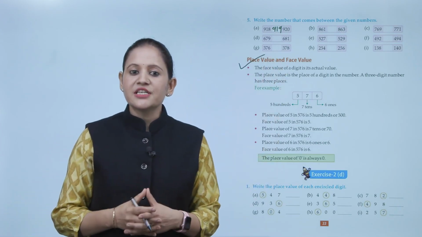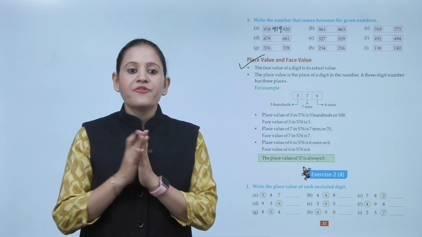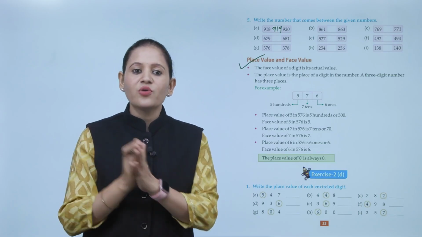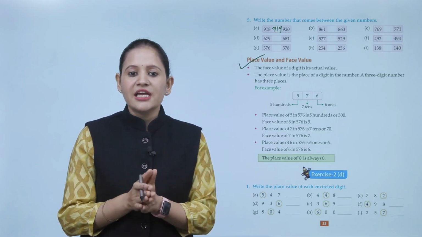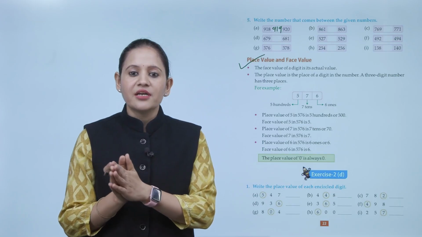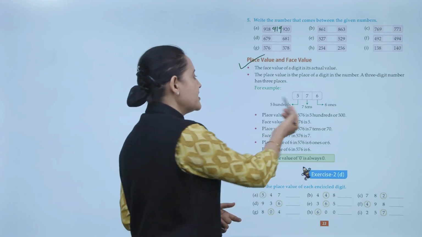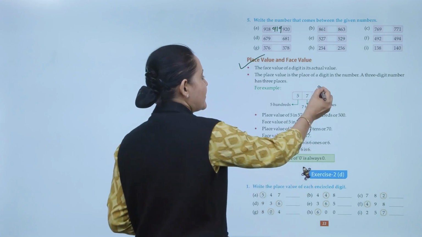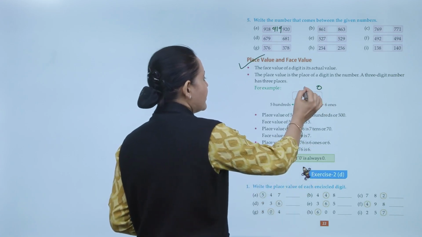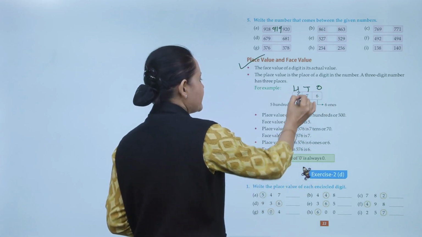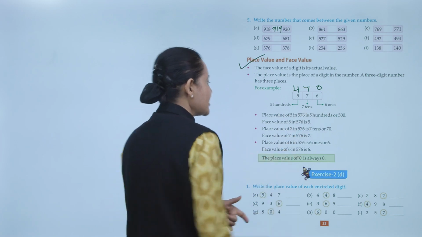The face value of a digit is the actual value. Face value क्या होती है? Actual जो value है. The place value is the place of digit in the number. The 3-digit number has 3 places. For example, 576. So ones की place पे 6 हो जाएगा, tens की place पे 7 and 100 की place पे 5. So 500, 7 tens and 6 ones.